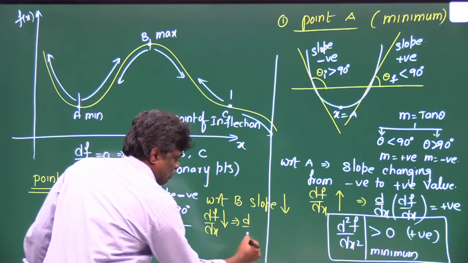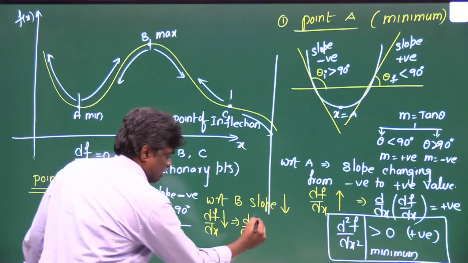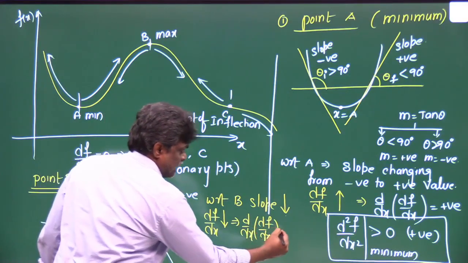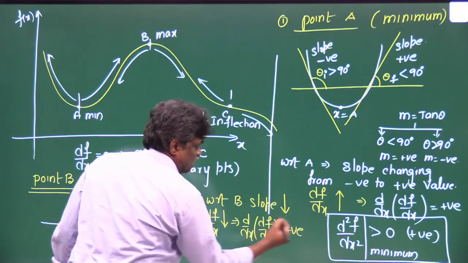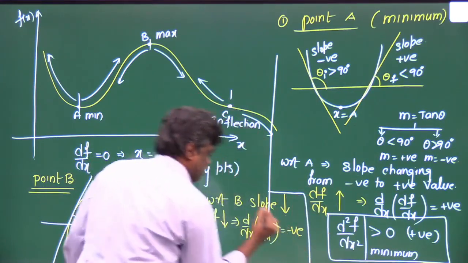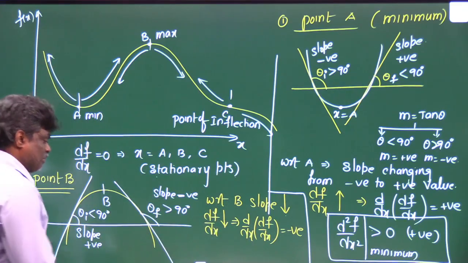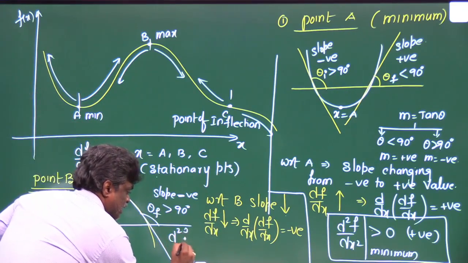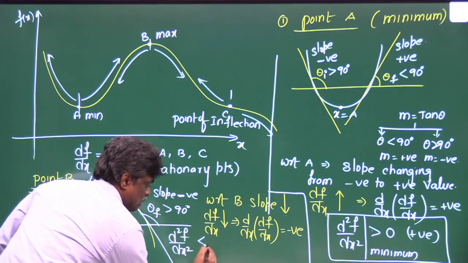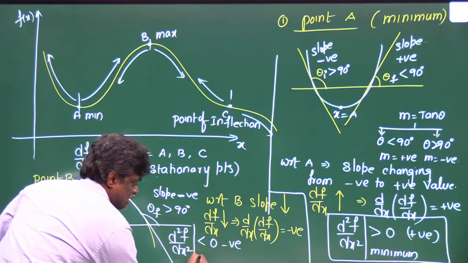So one more time I am differentiating, that is df by dx again, d by dx of df by dx. So what will you get here? Negative. So we can say the second derivative is negative at B. So finally d square f by dx square is negative. Negative means less than 0. So negative, where x is a maximum.